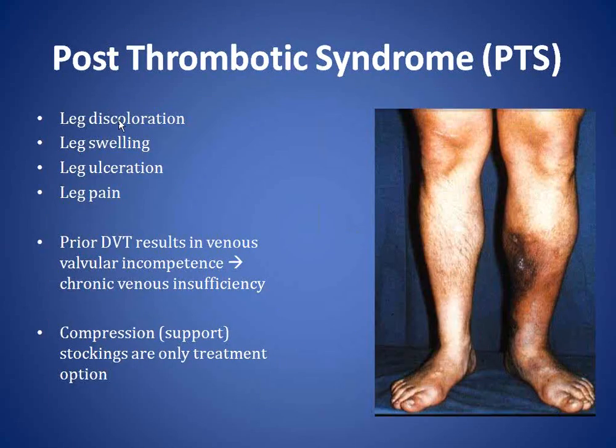PTS is basically a condition which occurs when the valves in the veins stop functioning, usually as a result of a DVT that wasn't treated, not in the sense that it's not treated with anticoagulation, but if it takes a while for the clot to get out, the valves get damaged, they become incompetent, the blood backs up, and that leads to chronic venous insufficiency. So it's more discoloration, swelling, ulceration, pain. This is a chronic problem. And once it gets to this point, there's really nothing you can do about it.